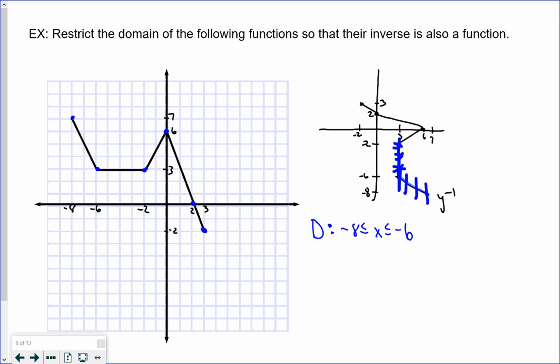So the next part would be this part right here. So that part right there would be this part right here. Is that part a function? Yep. So another possibility is going from negative 2 to 0.